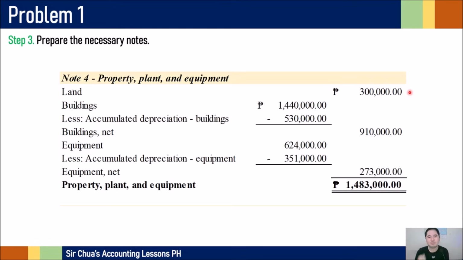Kaya po, yung 1 million na yon, mamaya makikita nyo sa investment property. Ang land lang po talaga natin that will be categorized as PPE is your 300,000 pesos na land. Tapos ganun lang din po, kung ano yung amount ng building, less accumulated depreciation, and your equipment, less accumulated depreciation. You get the total, that is your net amount of PPE.